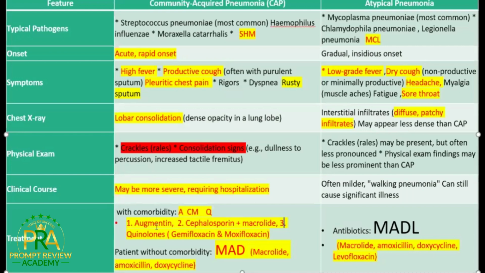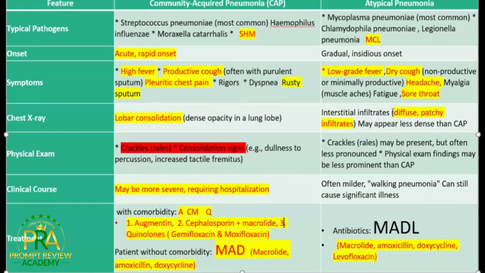Gemifloxacin and moxifloxacin. Then when a patient does not have comorbidity, like a healthy patient, it's not about how old the patient is. This is how to differentiate it from the old guideline. Even if somebody is elderly, that does not mean they are not healthy. So even if they are elderly, even if they are young, as long as they are without comorbidity, you are going to use MAD. What is MAD? Macrolide, amoxicillin, doxycycline.